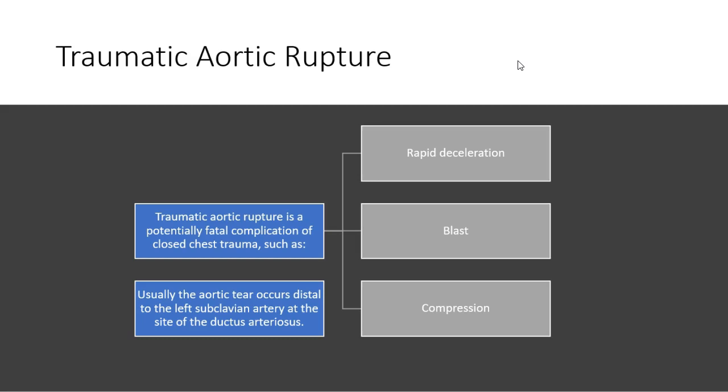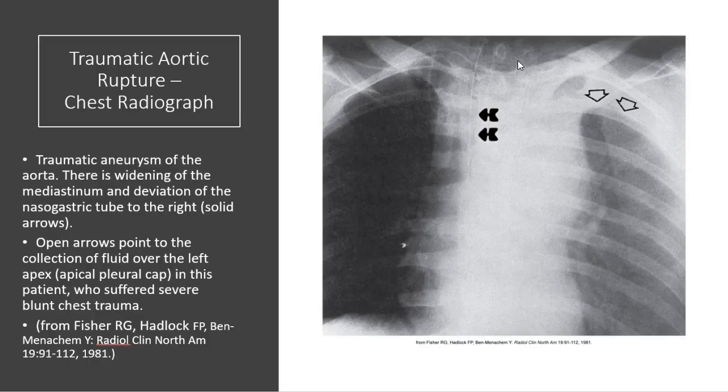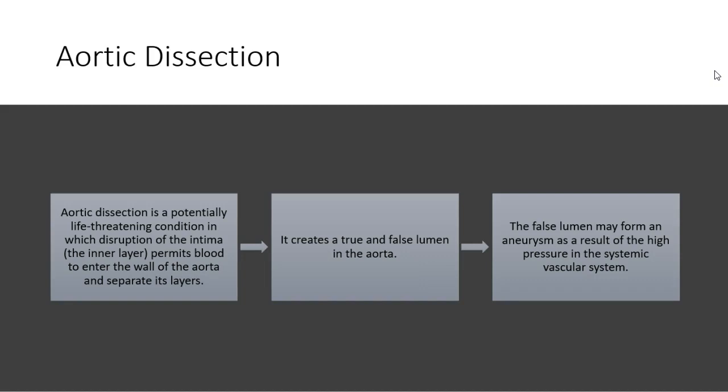Usually the aortic tear occurs distal to the subclavian artery at the site of the ductus arteriosus. So here you can see it's ruptured and leaking. All this is fluid. Not good.